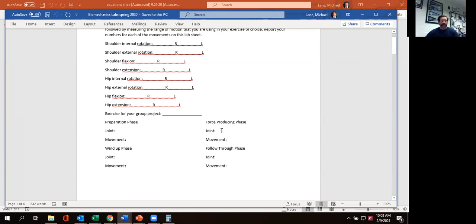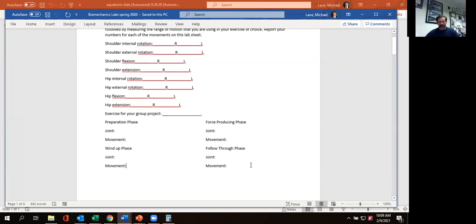You have the force producing phase. So this will be when you're actually contracting the muscles and applying force to the ground, the object, etc. You will have the same joint you just did, and then how many degrees it will move. And then finally, you will have the follow-through phase, which is going to be after you've done applying force to the ground, same joint, and then how that limb will keep moving.